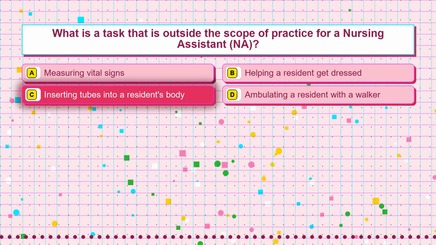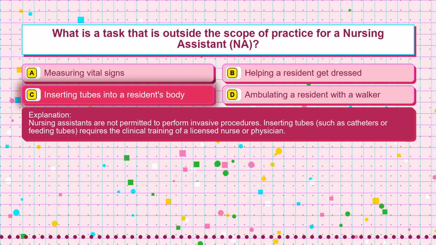The correct answer is option C. Inserting tubes into a resident's body. Nursing assistants are not permitted to perform invasive procedures. Inserting tubes, such as catheters or feeding tubes, requires the clinical training of a licensed nurse or physician.